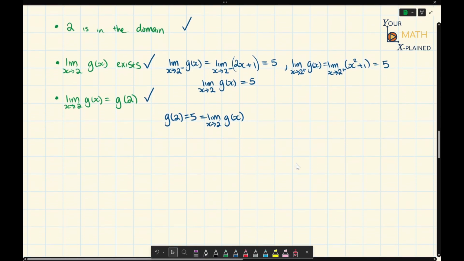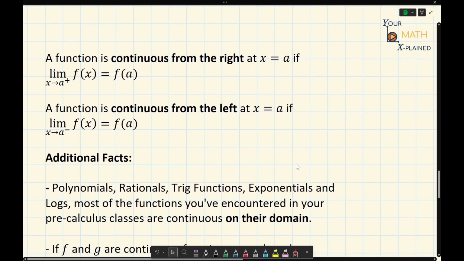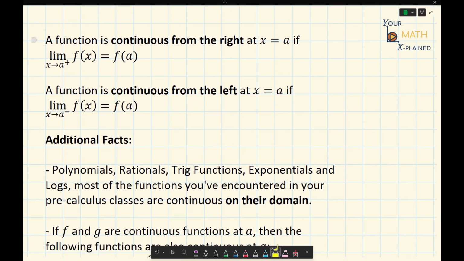So now if you recall, when we talked about limits, we talked about one-sided limits. So for continuity, there is something similar. We say that a function is continuous from the right at x is equal to a if the right side limit of our function f of x as x approaches a is equal to f of a. And we say that a function is continuous from the left at x is equal to a if the left side limit of our function is equal to f of a.